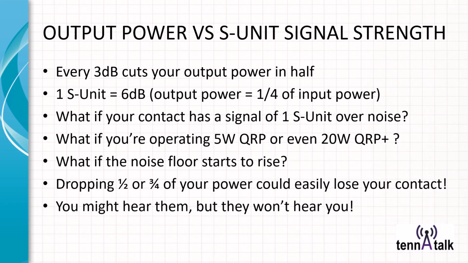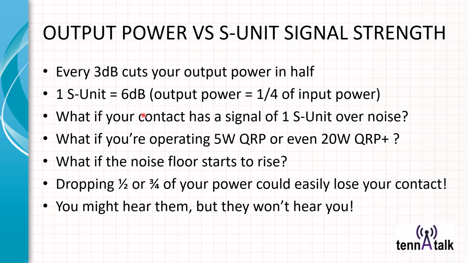So let's review. What does all this mean? Why do I care? And how should I think about this? Well, output power versus the S unit signal strength. Remember that every 3 dB cuts your output power in half. And 1 S unit is 6 dB, which means that your output power is 1/4 of your input power.